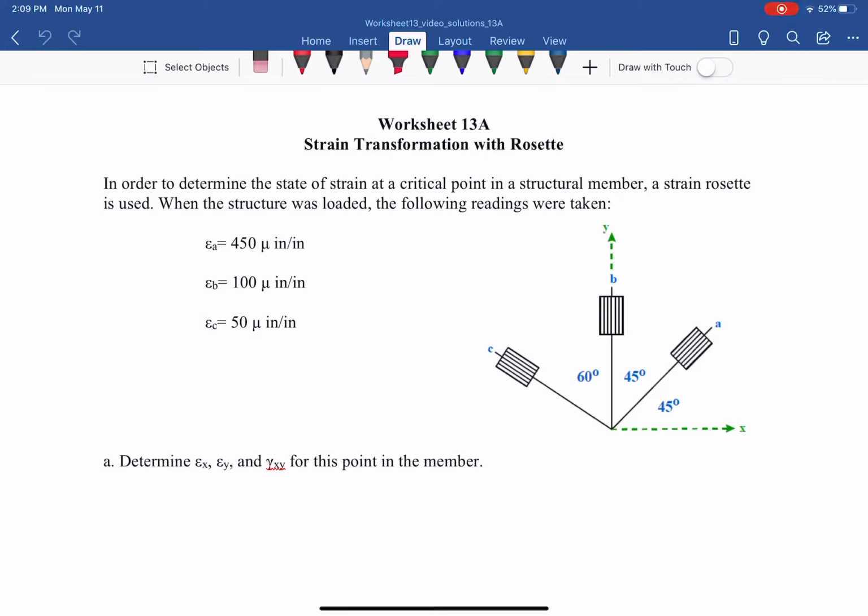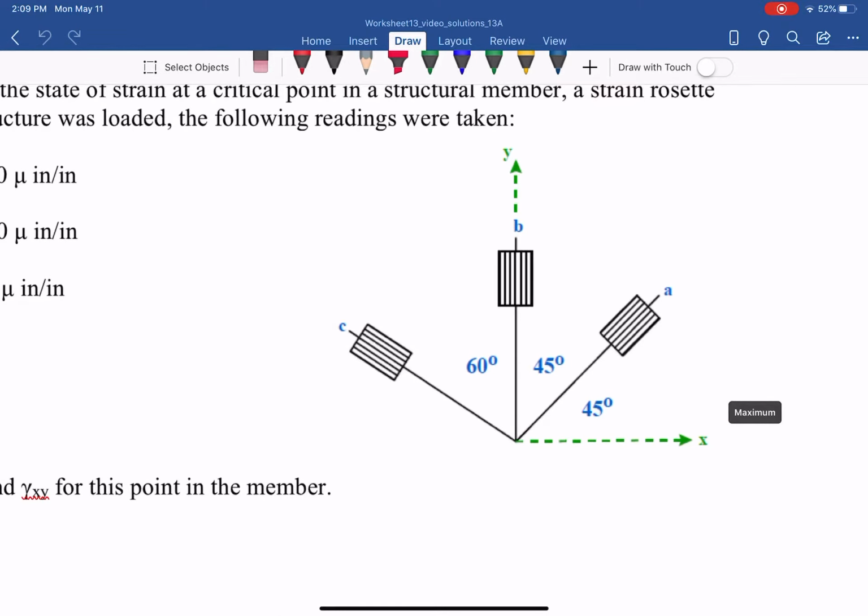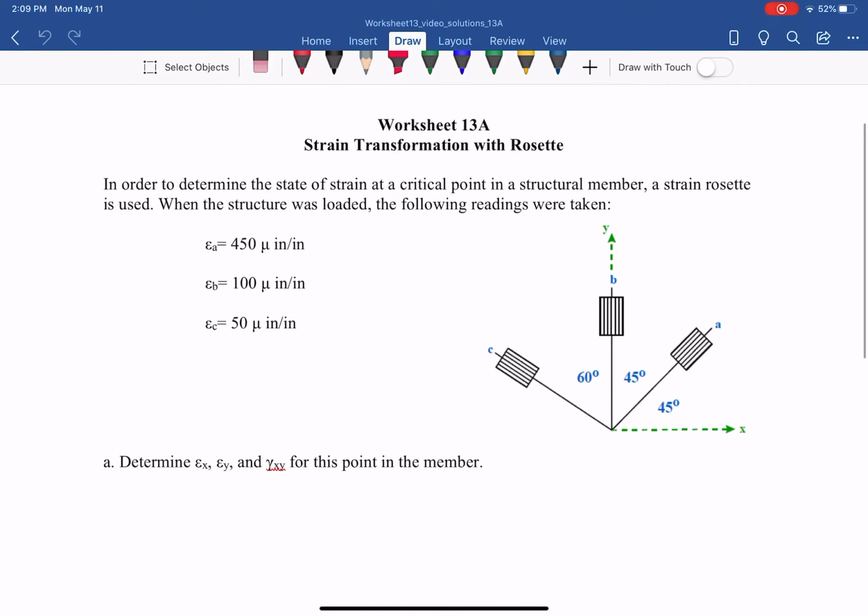Epsilon A in A direction, 450 micro inch per inch. So micro means 10 to the power negative 6, if you recall. Epsilon B is 100 micro inch per inch, and epsilon C is 50 micro inch per inch, and the setting of the rosette is shown on the figure on the right. Determine epsilon x, epsilon y, and gamma xy for this point in the member.